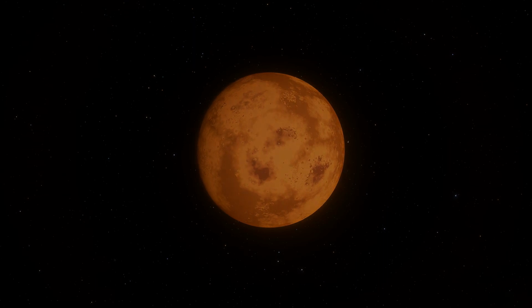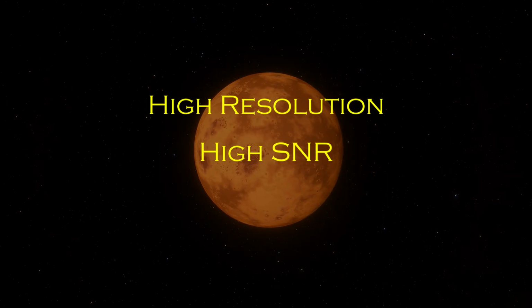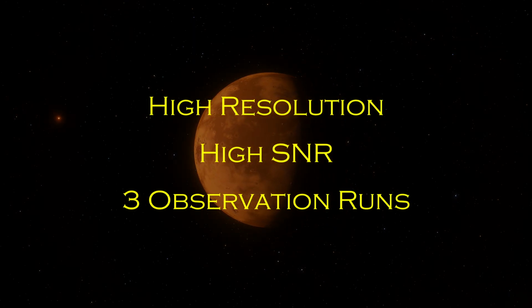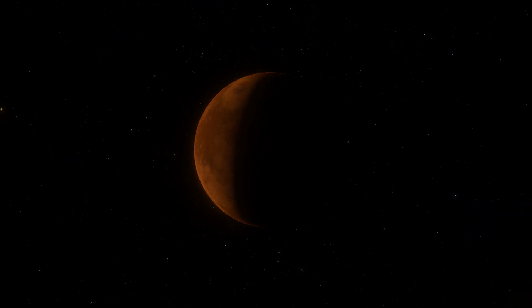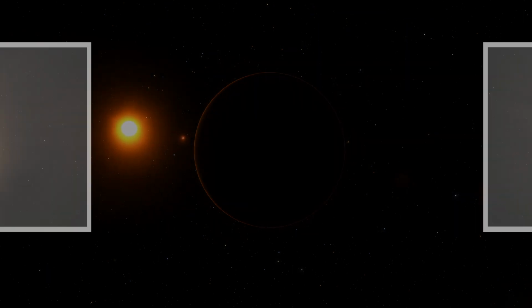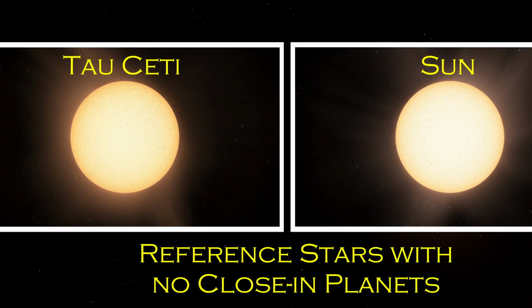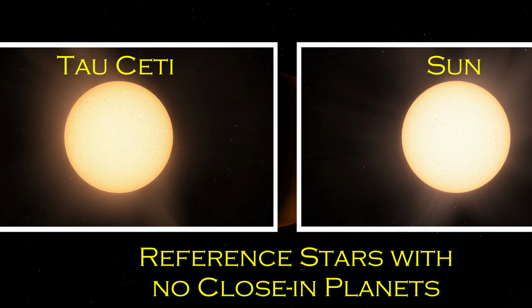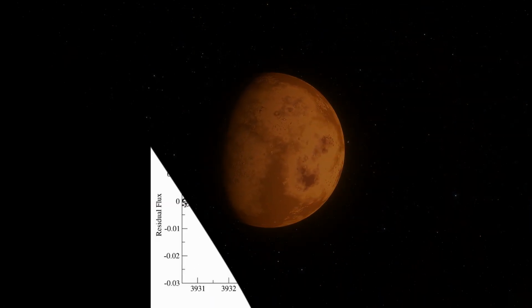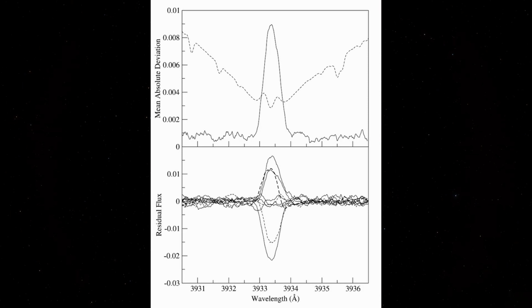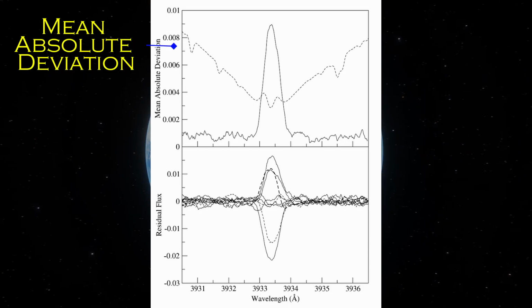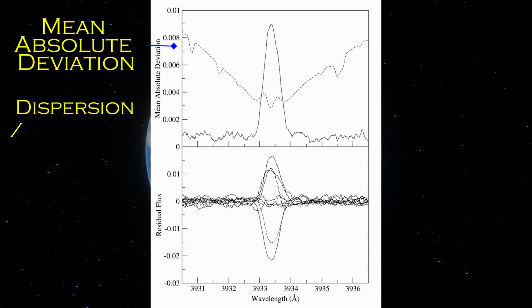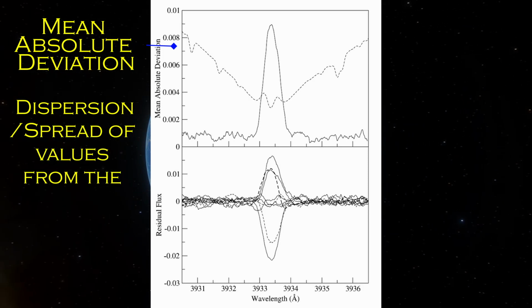The authors obtained high resolution and high signal to noise ratio data through 3 observational runs at the Canada-France-Hawaii Telescope with the Gecko spectrograph. The 2 stars that I had mentioned before, Tau Ceti and the Sun, were considered as reference stars that do not have a close-in planet for comparison purposes. These are the results of their analysis. The x-axis for this graph is the wavelength axis. For the top panel, the y-axis is the mean absolute deviation, a statistical quantity used to measure the dispersion or spread of values of each data point from the mean of the data.